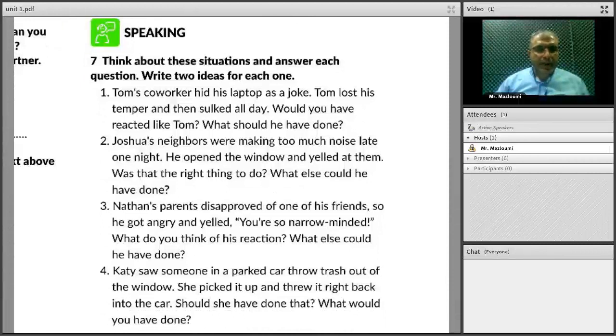Number 1. Tom's coworker hid his laptop as a joke. Hide, hid, hidden. Tom lost his temper. He got angry and then sulked all day. When you sulk, you look angry, you avoid other people. You don't talk to them because you are upset. So he sulked all day. Would you have reacted like Tom? Would you have done the same? What should he have done?